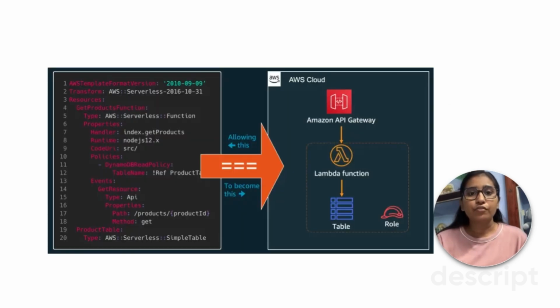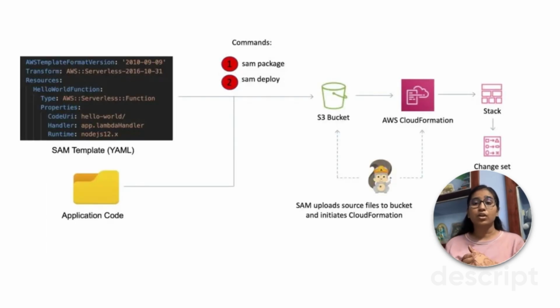Now, here are a few features which really make SAM powerful. First is its simplified syntax. The way of defining functions, APIs, and tables is way easier. With SAM CLI, you can do local development and testing. Then you have a built-in debugging feature as well for the Lambda functions. Using S3 and CloudFormation under the hood, the deployment process becomes super fast. And you can integrate it with your CI/CD pipelines, GitHub Actions, and other tools. Since it's open source, you can even contribute to the project on GitHub.